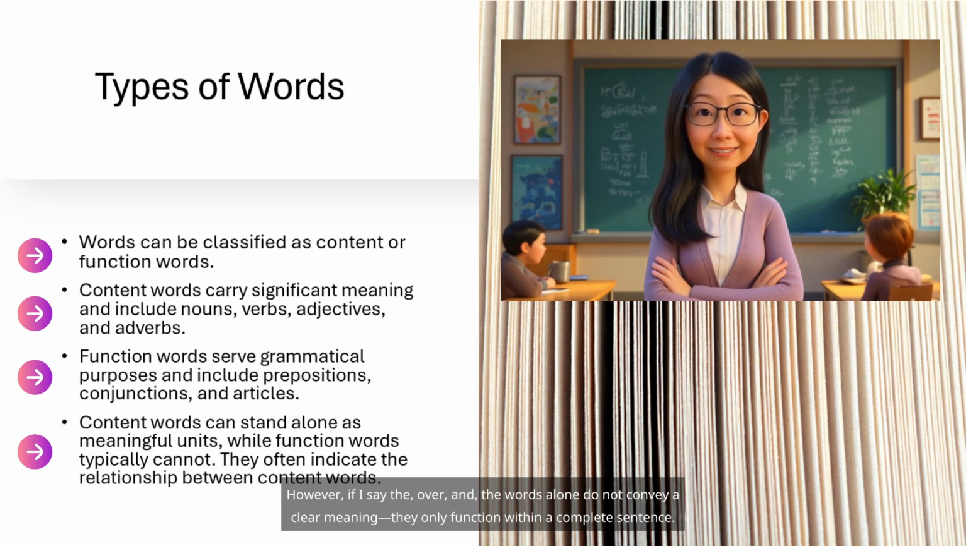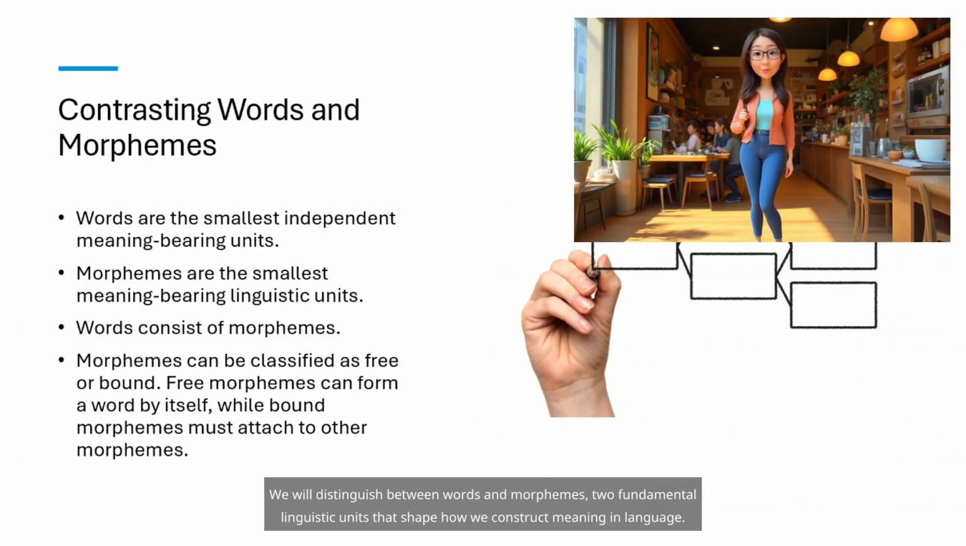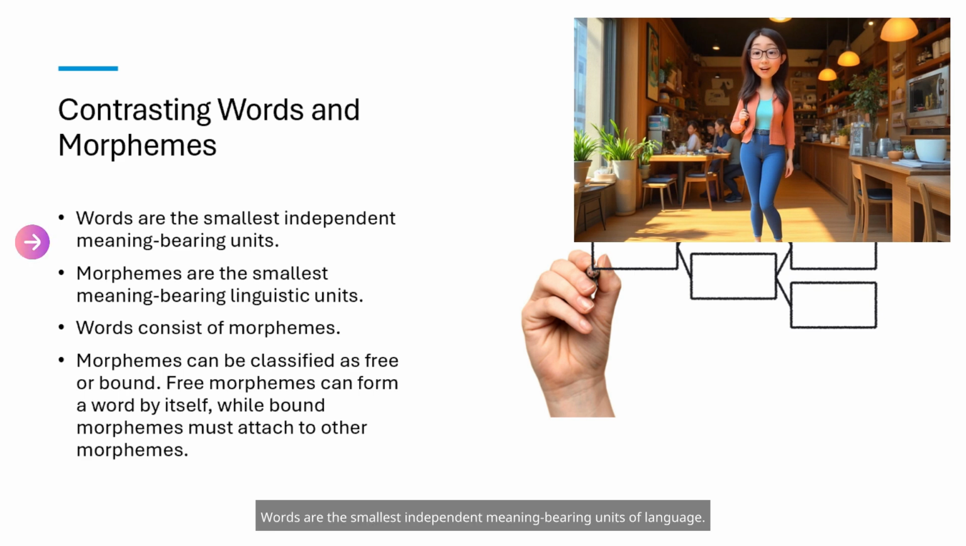We will distinguish between words and morphemes, two fundamental linguistic units that shape how we construct meaning in language. Words are the smallest independent meaning-bearing units of language. This means they can stand alone and still convey meaning.